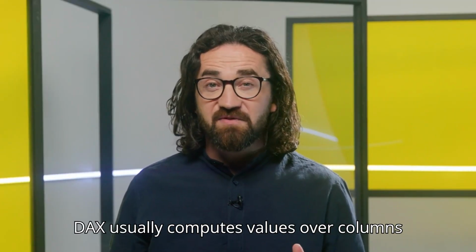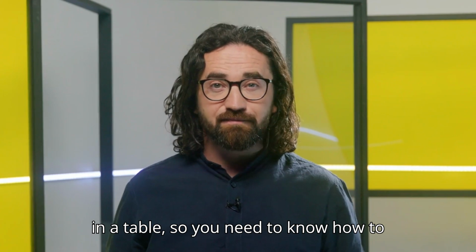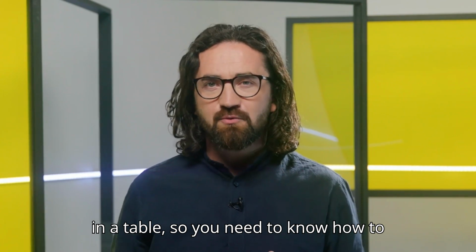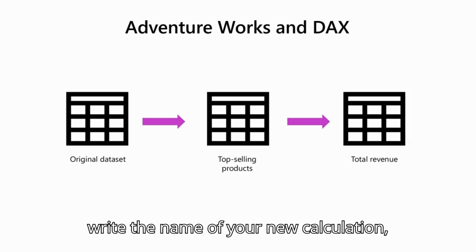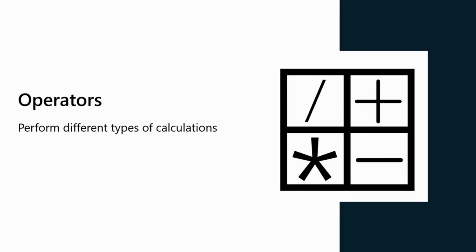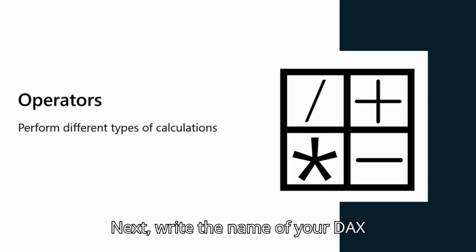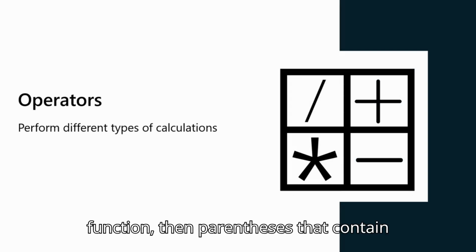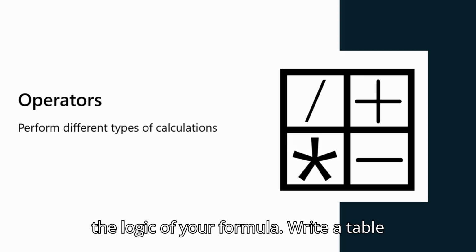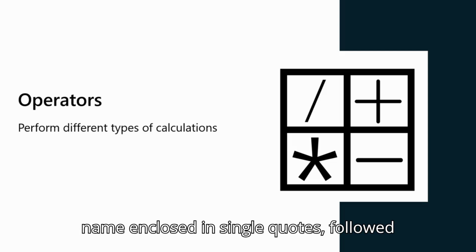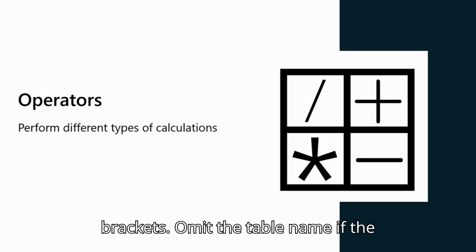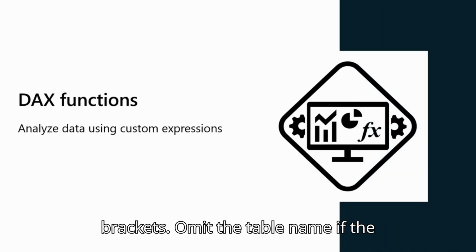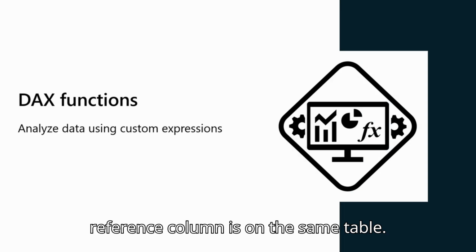DAX usually computes values over columns in a table, so you need to know how to reference a column in a table. First, write the name of your new calculation. Then add the equal sign operator. Next, write the name of your DAX function. Then parentheses that contain the logic of your formula. Write a table name enclosed in single quotes, followed by the column name enclosed in square brackets. Omit the table name if the reference column is on the same table.